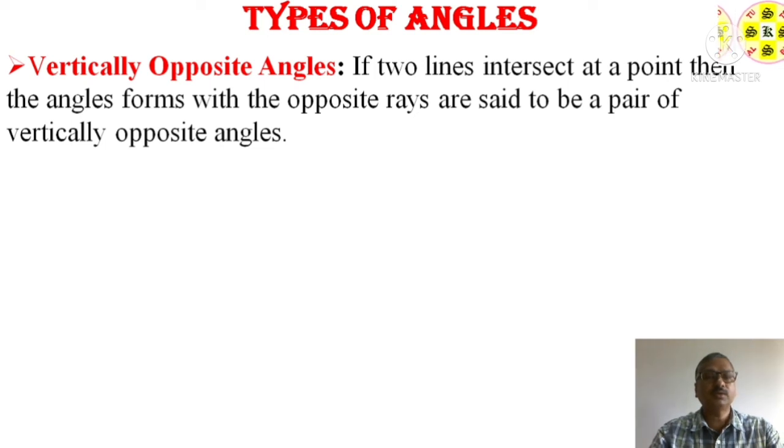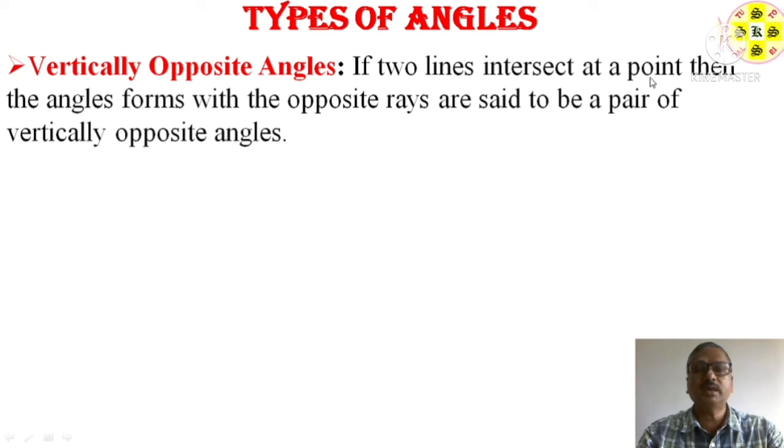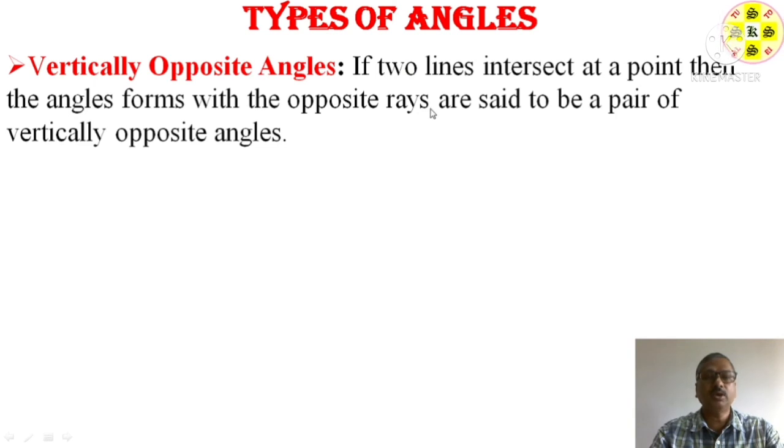If the concept is not clear, then there will be problem. So that's why I am going to discuss in detail what is vertically opposite angle. Now see, this is the definition. If two lines intersect at a point, then the angles formed with the opposite rays are said to be a pair of vertically opposite angles.